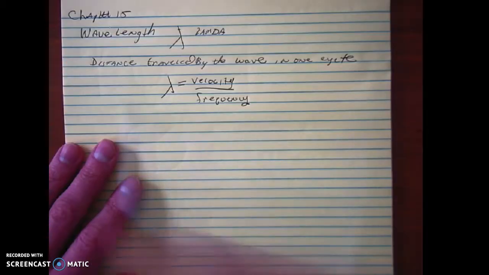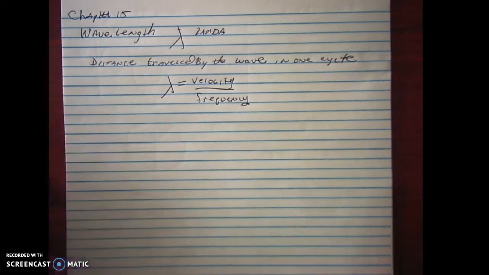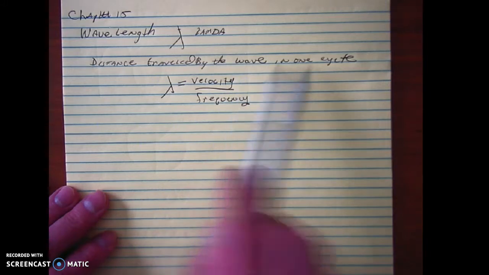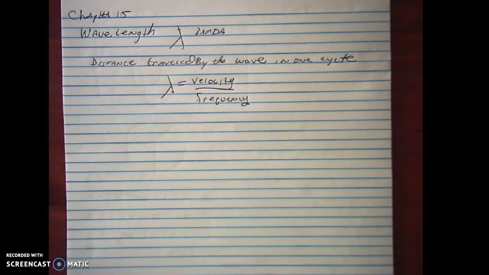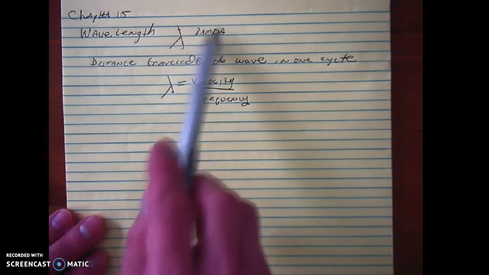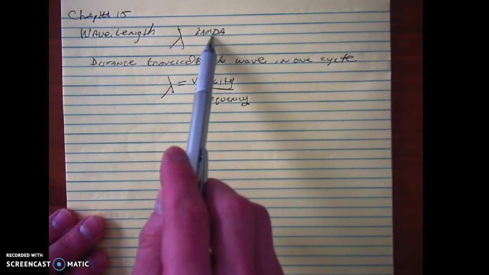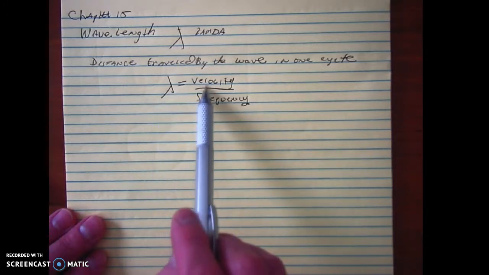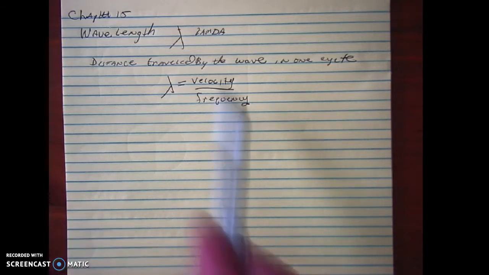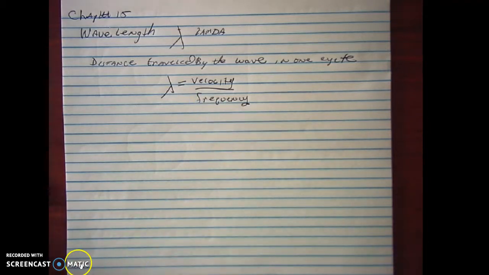So we now want to talk about wavelength. The definition of wavelength is the distance traveled by the wave in one cycle. We already know what a cycle is. We already discussed that. So to get the wavelength, we consider this special symbol called lambda. Lambda is equal to the velocity divided by frequency.